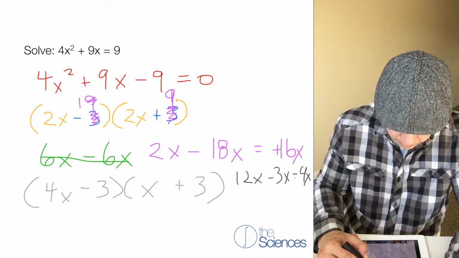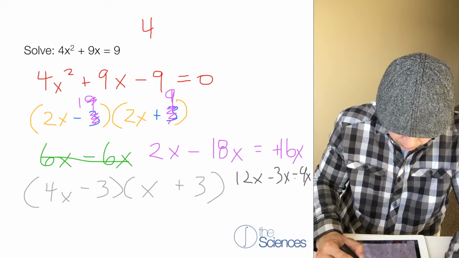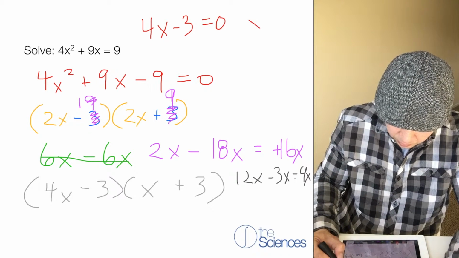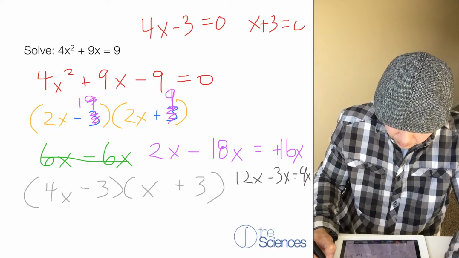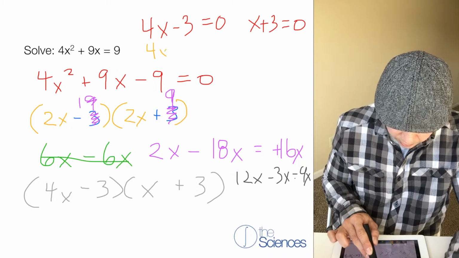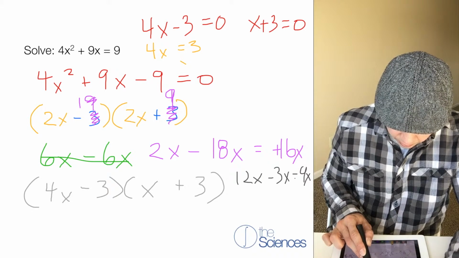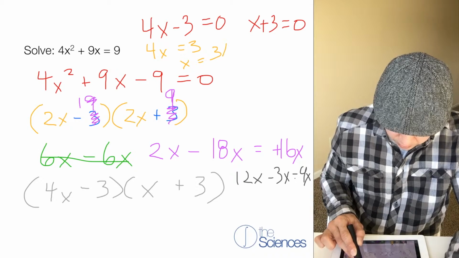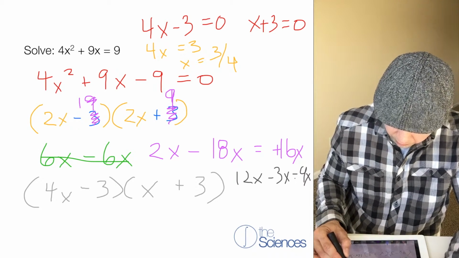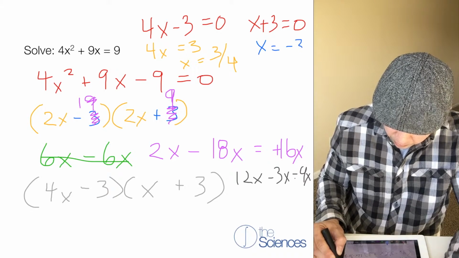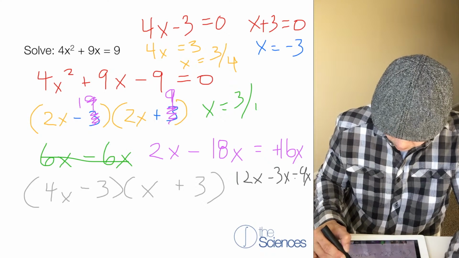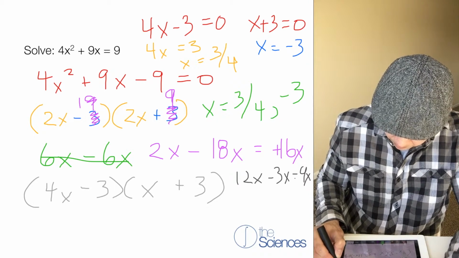So now we want to set this equal to 0. So we're going to take 4x minus 3 equal to 0, and then we're going to take x plus 3 equal to 0. So now we're going to solve for x. So here we have 4x equals 3, or x equals 3/4. And then here we have x equals negative 3. So our answer is x equals 3/4 or negative 3.